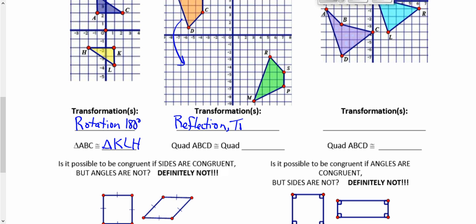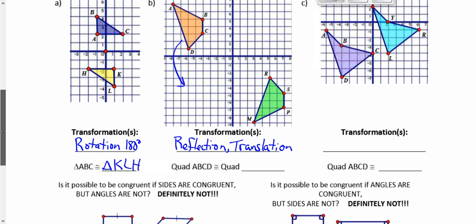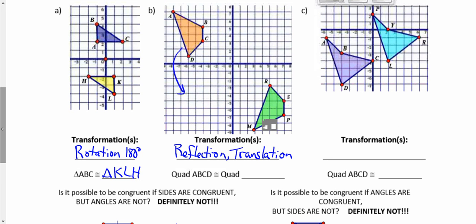And a translation. Yeah, for now. Normally you'll be more specific with the details of each. So those are both rigid motions, are they not? Yeah. So the figures are congruent and all the corresponding parts are congruent. Let's get the statement correct. So ABCD would be congruent to quadrilateral what?